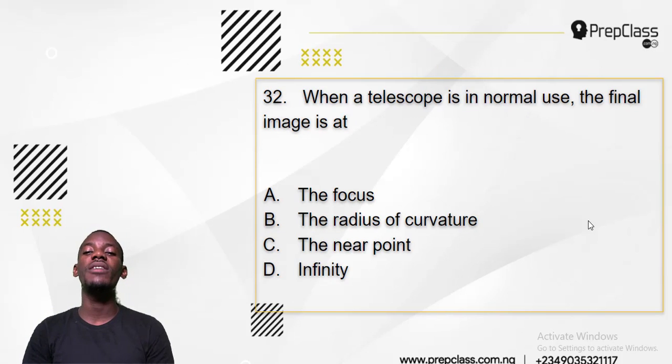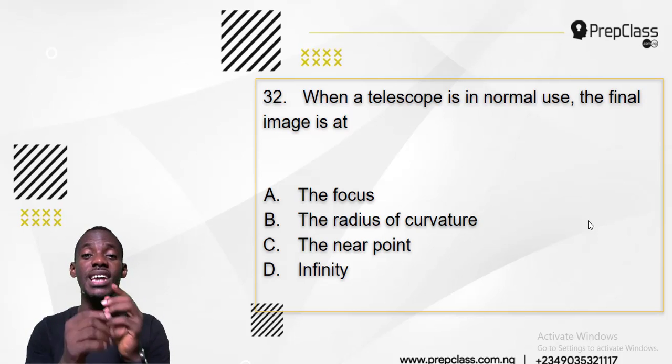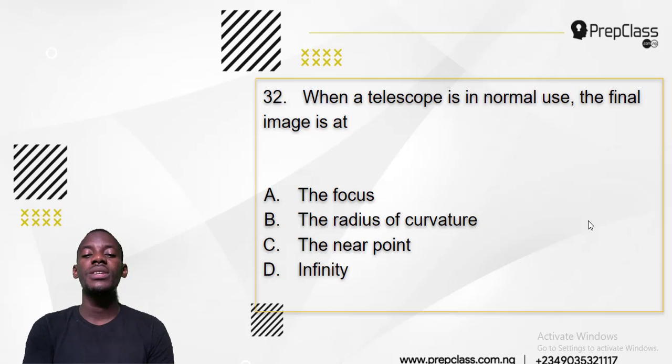32. When a telescope is in normal use, the final image is at what? Now, for a normal telescope, now this is a telescope. A telescope is used to see very distant objects. Some people use a telescope to look at the galaxy or look at the other planets around the Earth, right? Now, if I'm looking at the moon with a telescope, the final image of the moon that I will see in the telescope, where is it from? Is it at the focus, or the radius of curvature, or the near point, or at infinity?